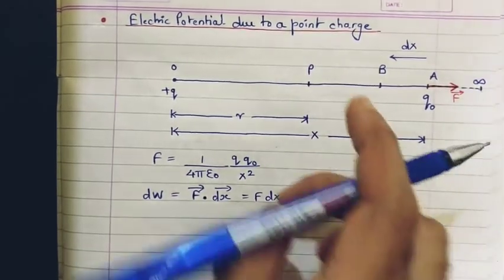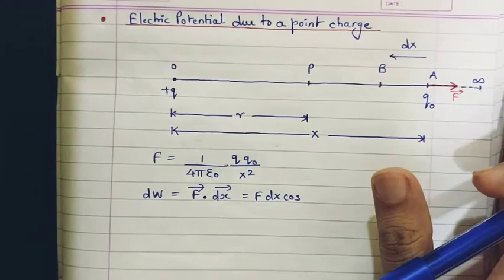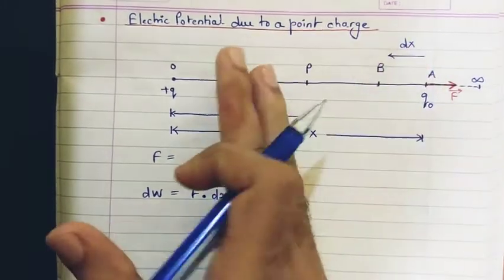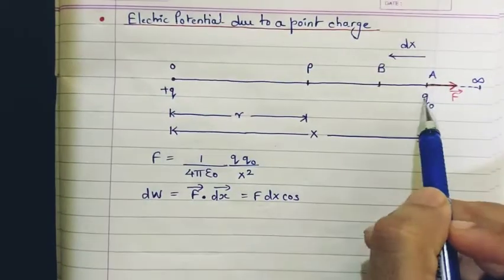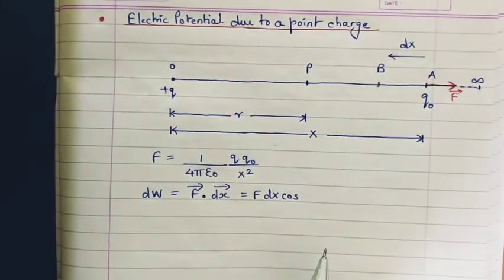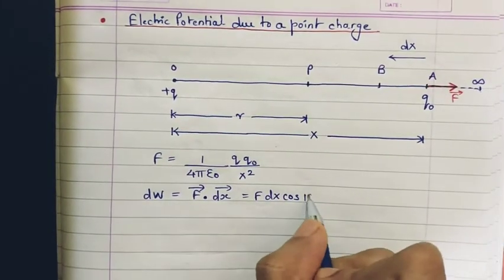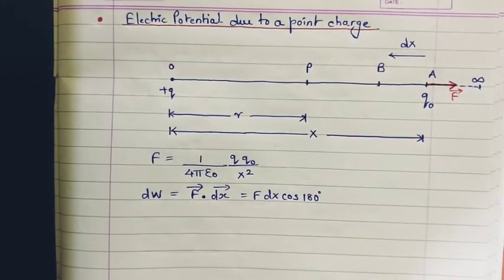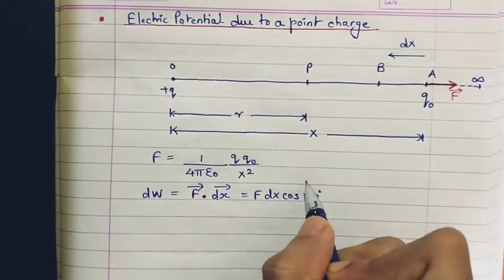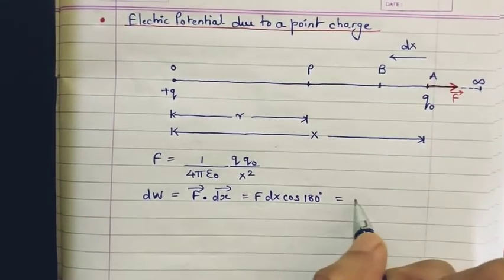If you see, the force is acting from left to right, but the displacement is happening from right to left. They are opposite in direction. Force is this way, displacement is this way. So in that case, it's going to be cos of 180 degrees, and cos of 180 is minus 1. That is why you get the work done as negative.